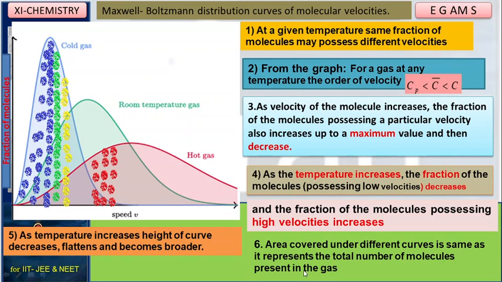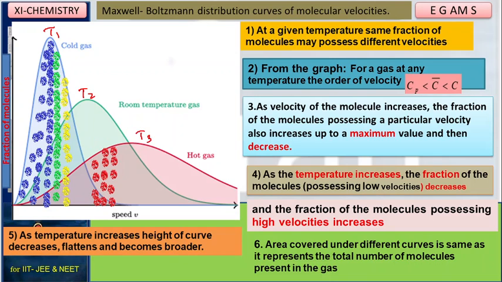Sixth point, the area covered under the different curves is the same, as it represents the total number of molecules present in the gas. Whatever the 3 curves you are seeing, that is for only one gas. Whatever the molecules are there in the cold gas, the same number of molecules are present at room temperature also, T2. This is T2, this is T1 temperature, and this is T3 temperature.